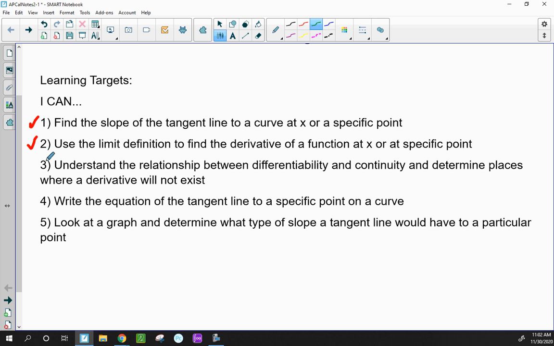Today we're going to look at how to understand the relationship between a derivative and continuity and determine places where the derivative cannot or does not exist. We're also going to briefly review how to write an equation, but we're going to do this using calculus, the tangent line, and a specific point. And looking at a graph and determining what type of slope a tangent line would have to a particular point, we have already touched on that as well. So our focus today for this set of notes, you'll see several of the things, but 3 and 4 are our new targets.